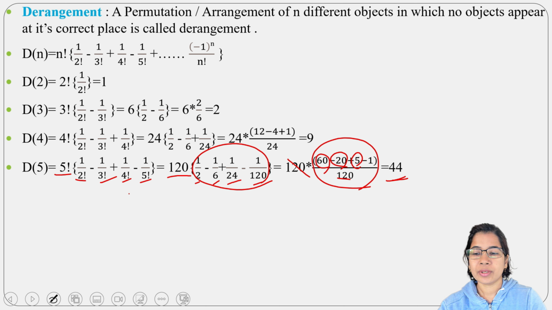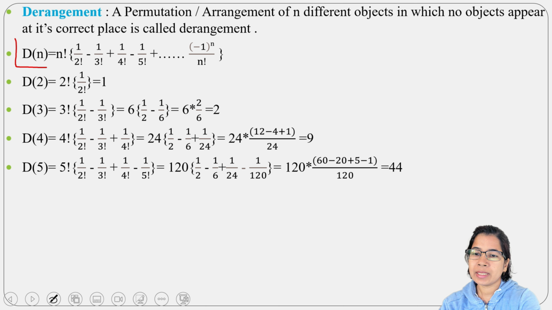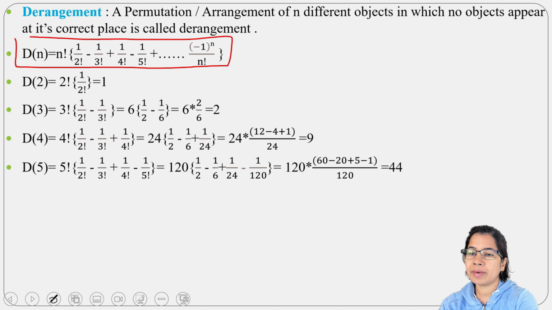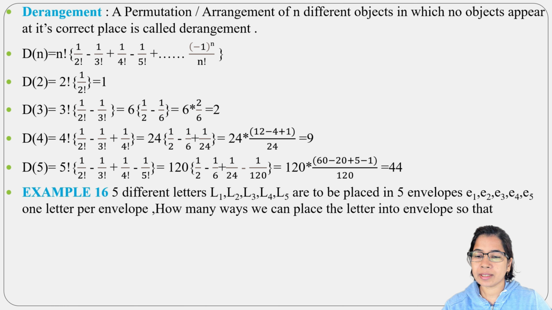So D of 5 equals 44. So just remember this derangement formula. Whatever value of n, you can simply put and find the value. Let's see one example. Example 16.